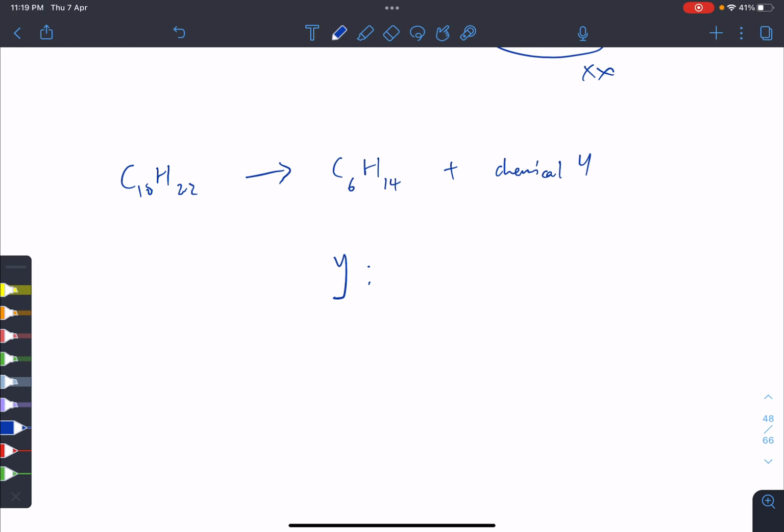Your left hand side has 10 C. Your right hand side so far has 6. What do you think the carbon of Y would be, such that it is balanced? Left hand side 10, right hand side 6, so it means 4. It's quite logical even. Same for H: everything should be balanced. My H is 22 on the left hand side, and my right hand side is 14.